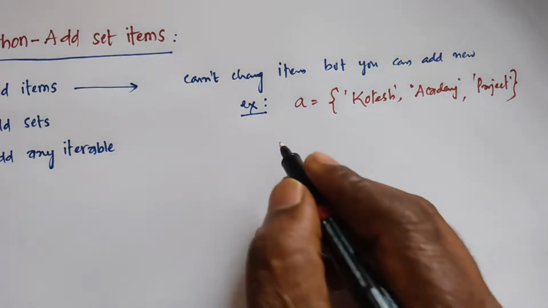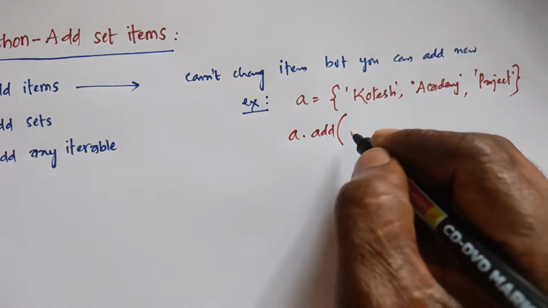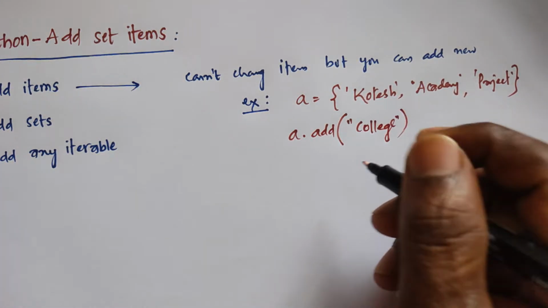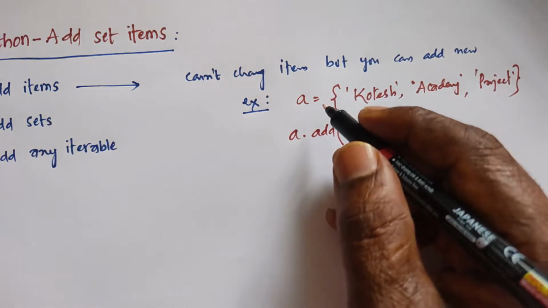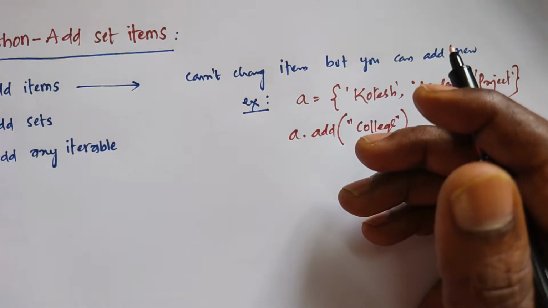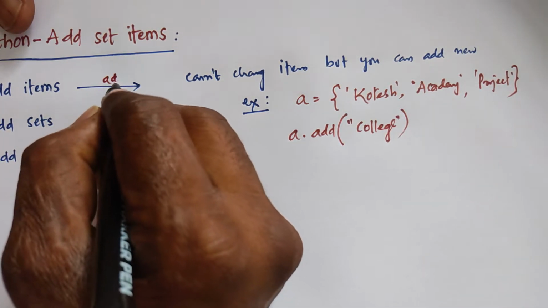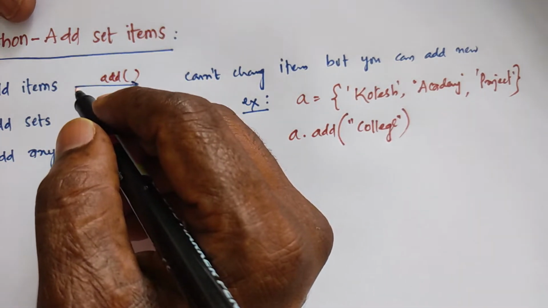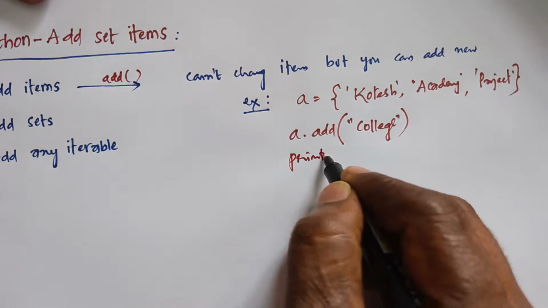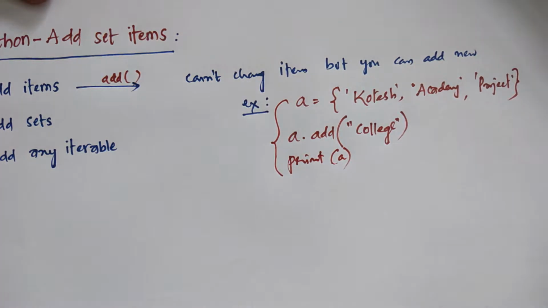Then we write A is A dot add, and we are adding college. This adds an item to a set using the add method, that is, add of something here. After the add method you can write print of A.